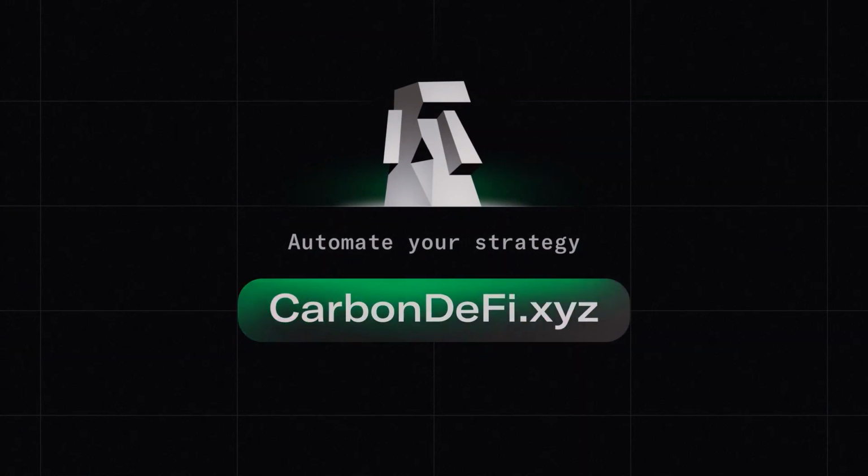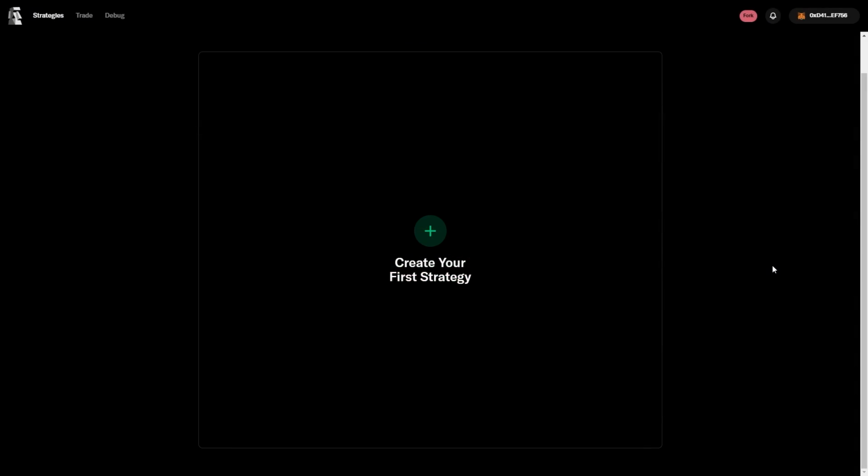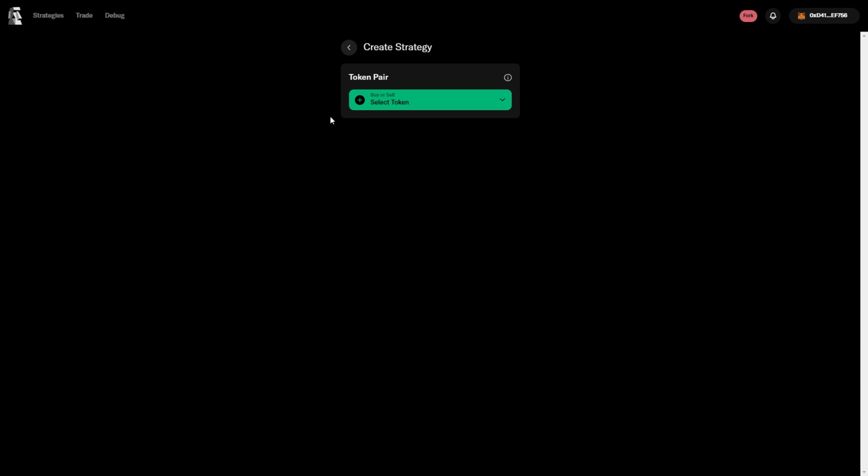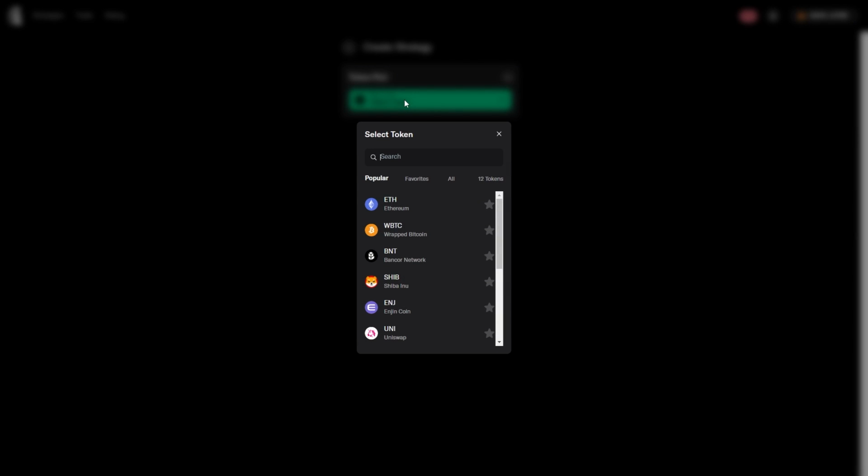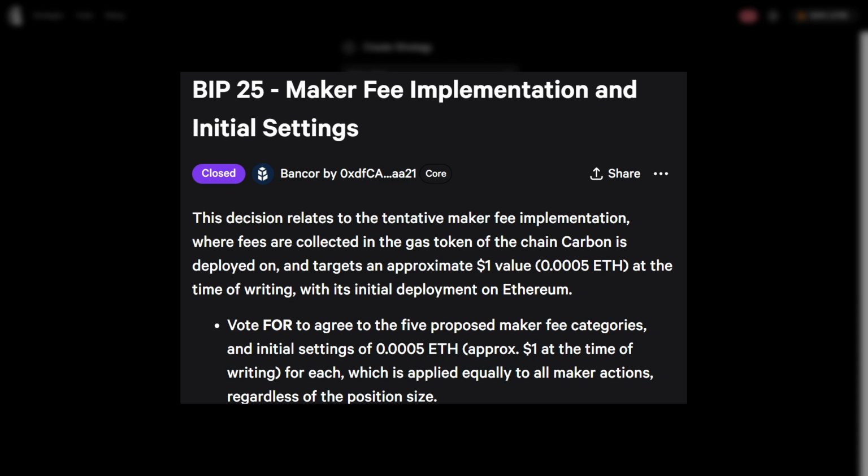Before you can even create a strategy, I want you to know that on launch day, Carbon will not charge users to create strategies. You still have to pay gas. That isn't a fee Carbon charges. That's an Ethereum thing. No getting around that. But eventually, Carbon will start charging a fee when a strategy is made, and that fee is 0.0005 ETH, which, as of recording on April 20th, 2023, is $1. Now let's make a strategy.